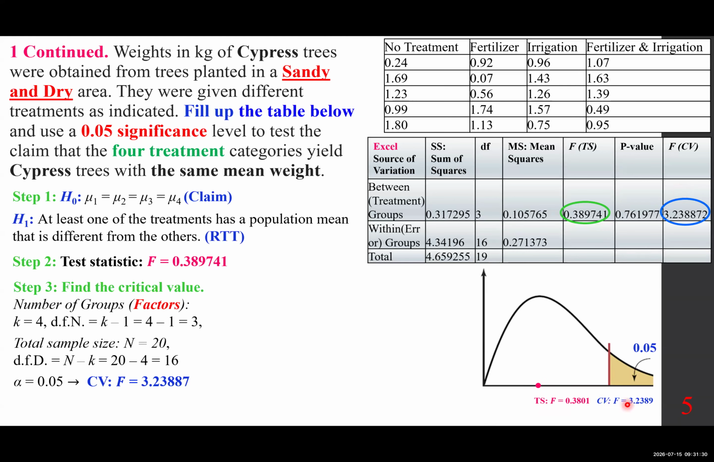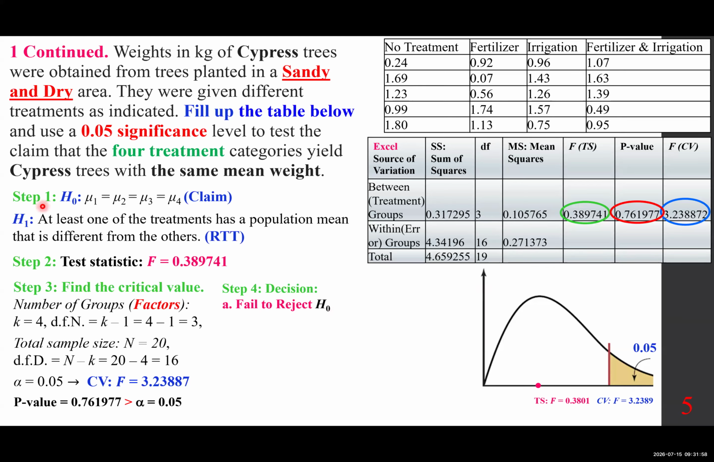Here's the critical value, and the test statistic puts us way into the non-rejection region. Therefore, we fail to reject H0. So that's the number, the p-value, by the way. The p-value is larger than alpha 0.05. Both of them result in the same thing. Now, step 4, decision: fail to reject H0, clearly.